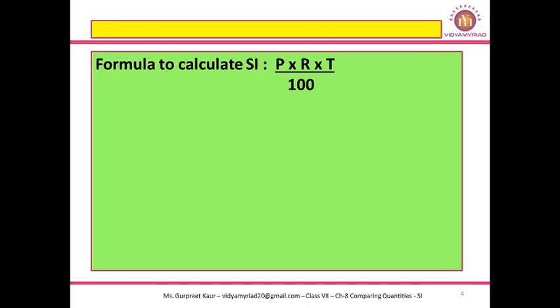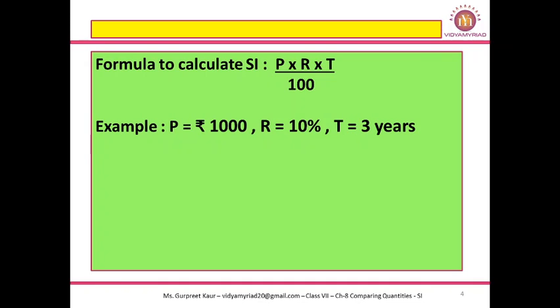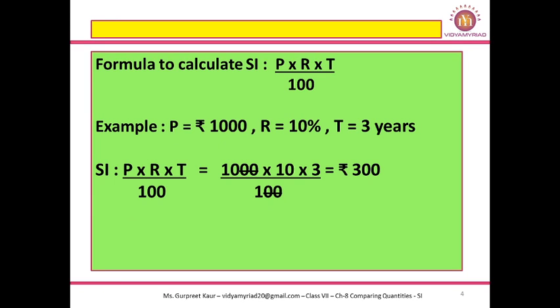Let's understand with the help of an example. Here I have taken the same values. Principal is 1000, rate is 10%, and time is 3 years. Earlier we calculated one by one, first year, second year, third year. Now let us put it into the formula P into R into T upon 100. If you see, your simple interest comes out to be 300 rupees.